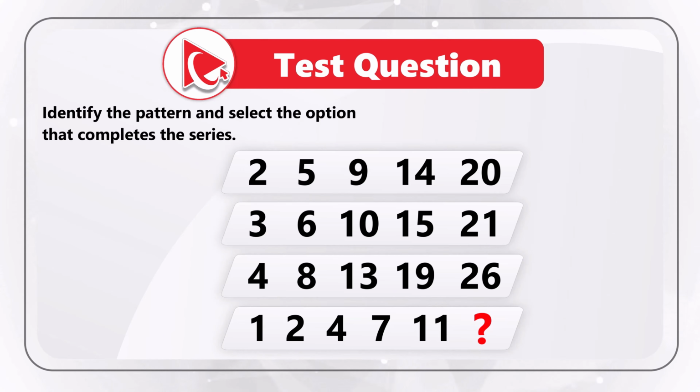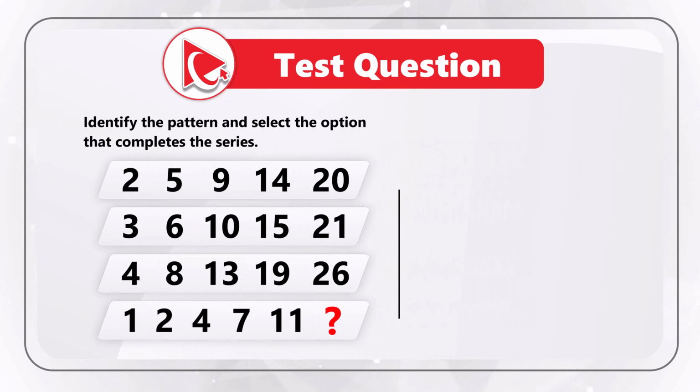The numbers are 2, 5, 9, 14, and 20 in the first row. Second row is 3, 6, 10, 15, and 21. The third row is 4, 8, 13, 19, and 26. And last but not least, the fourth row has the series of numbers 1, 2, 4, 7, 11, and then comes the missing number. You need to detect the pattern and select the missing number out of 4 possible choices.